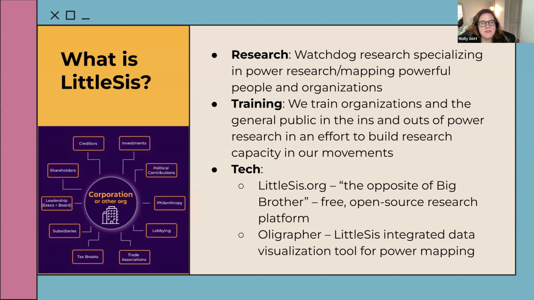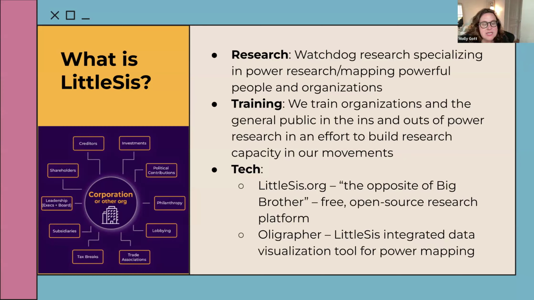It looks like a lot of the names are familiar to me from these sessions the last couple of times, but I just wanted to give people a little context about who we are at Little Sis. We're called Little Sis because we're the opposite of Big Brother: Little Sister. We're a watchdog research organization specializing in power research and mapping powerful people and organizations.